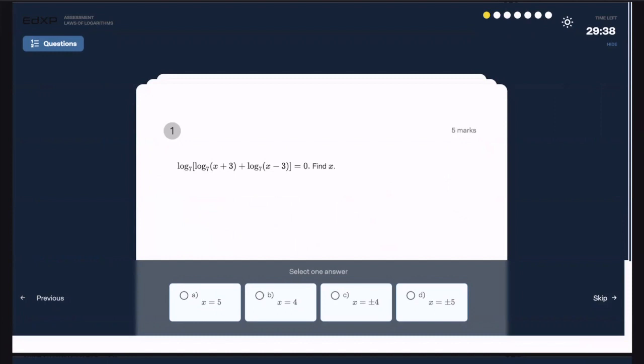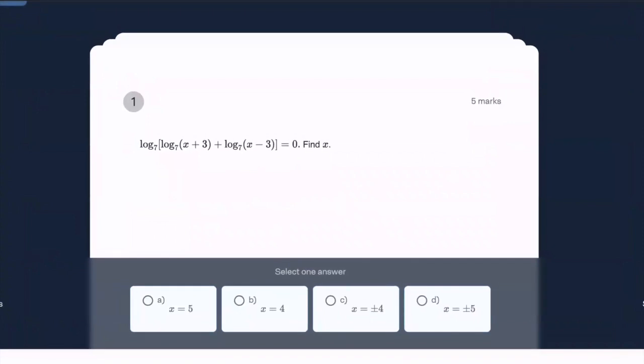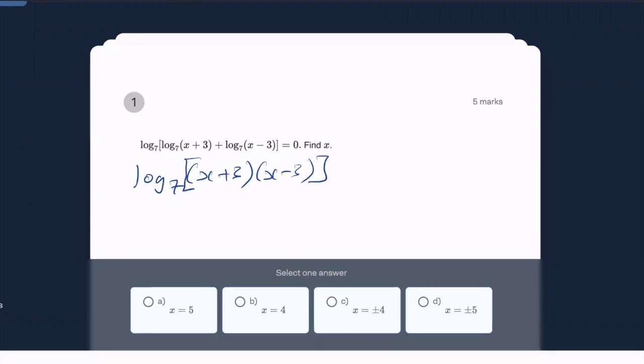We have log, let me zoom in. So we have log base 7 of this chunk here equal to 0. So what I will do is try to simplify this very quickly. Too many brackets, so let's bring the log 7 over. So log_7 (x plus 3) plus log_7 (x minus 3), I can actually multiply them both together. This is the first log rule, logarithmic addition.